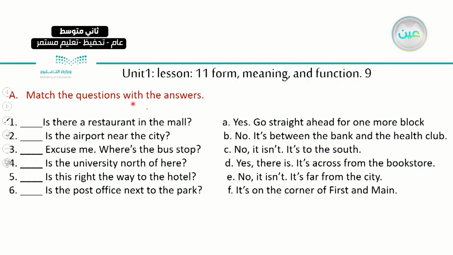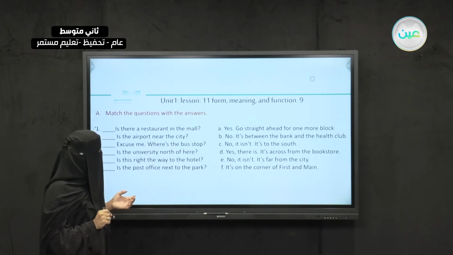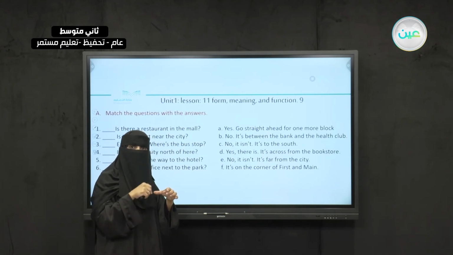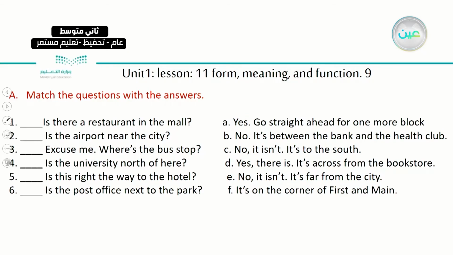Match the questions with the answers. So we have different questions here, and we have the responses. We have to match them. We have to write the correct letter here, okay? Is there a restaurant in the mall? Look at the map in front of you. Try to find the restaurant or the mall, and inside the mall, is there a restaurant? So you would know how to answer, okay? Is it yes or no, okay?